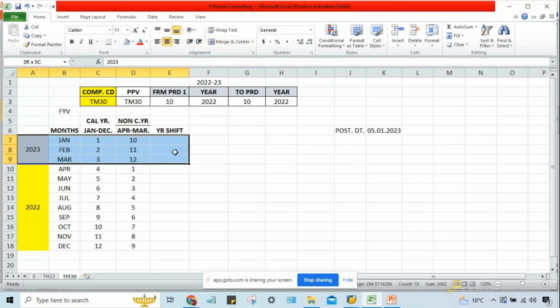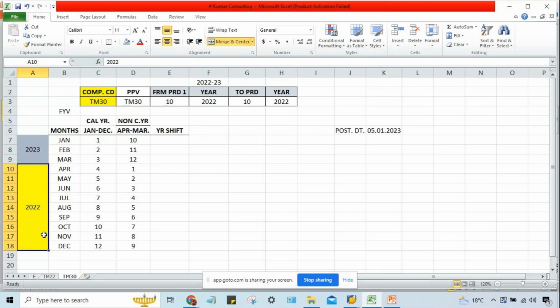So what is happening, guys? Here, as per calendar year we are in 2023, and as per fiscal year we are in 2022 itself, right? Now look here, year shift is going to be specified. Actually, for this whole year we are in 2022 as per calendar year, and the fiscal year is also 2022. So here, year shift is going to be given 0.